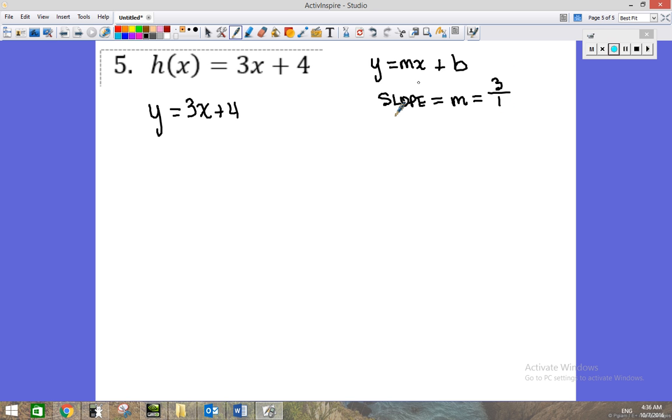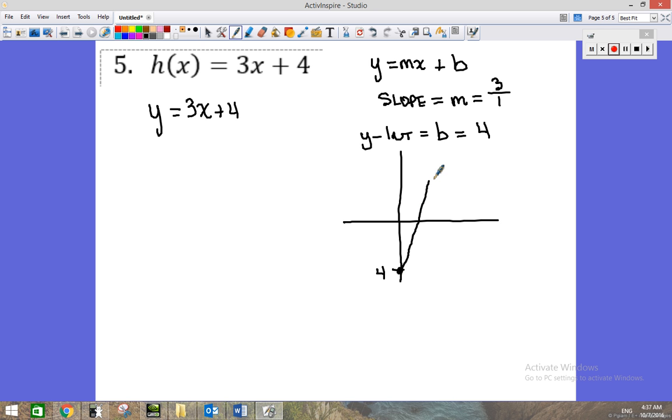And the b is the y-intercept. That's where the graph intersects the y-axis, and we can see here that that's 4. So with this being 4, and it's a steeper graph, I know that the graph looks something like this, and so it clearly is a function because it passes the vertical line test.